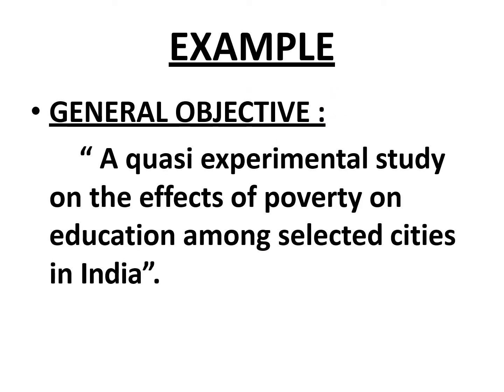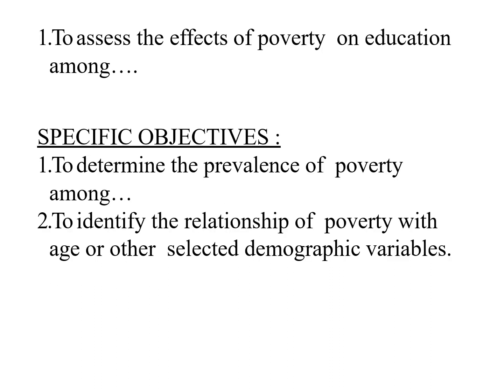So this is one example of how to write a general objective and specific objectives. We have one statement: a quasi-experimental study on the effect of poverty on education among selected cities in India. How do you write the general objective? To assess the effect of poverty on education among the population you want to study. This is the general objective.